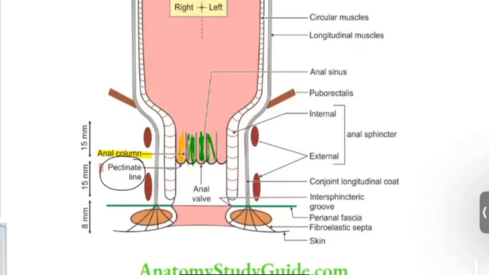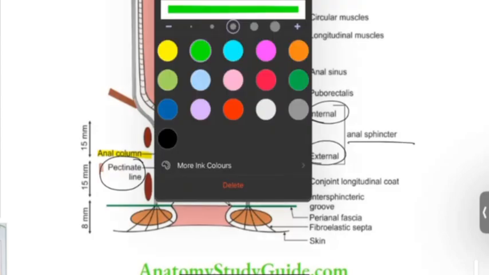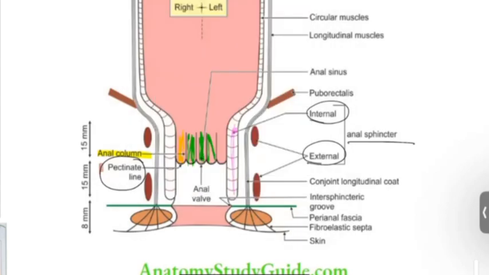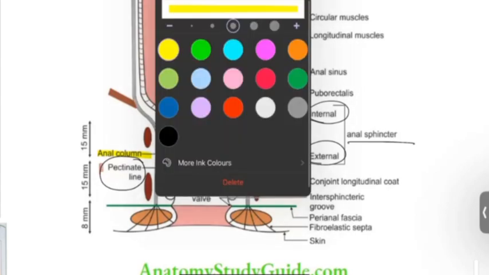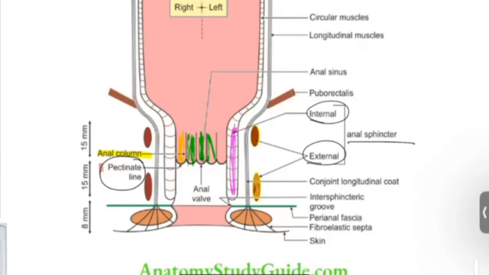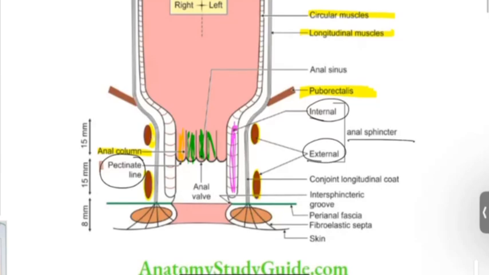Okay, and then there are two sphincters for the anal canal, one being external anal sphincter and one being internal anal sphincter. So these are the internal anal sphincters, and then this is the external anal sphincter. Okay, external anal sphincter is voluntary, whereas internal anal sphincter is involuntary. And this puborectalis is a muscle which is holding the anorectal angle. Okay, this is mainly responsible for the anorectal angle. And then there are circular and longitudinal muscles in the rectum, that is always fine.